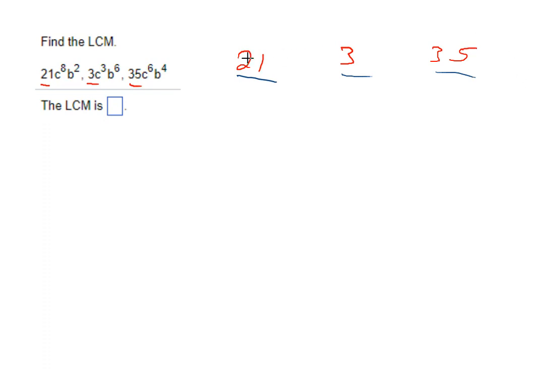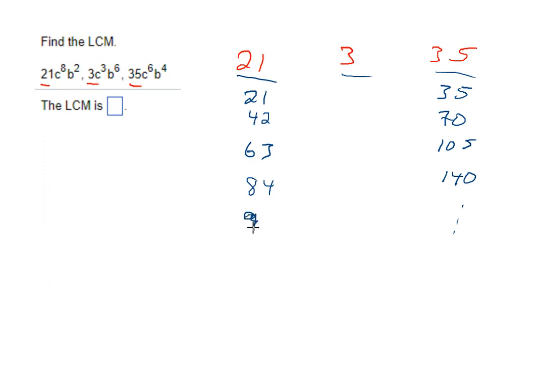So for example, let's do 35 first. The multiples of 35 would be 35, 70, 105, 140, and it would just go on and on. Hopefully that's going to be far enough for us. For 21, it's going to be 21, 42, 63, 84. The next one will be 105. If you add 21 to that, you're going to get 105, which we happen to have over here already.